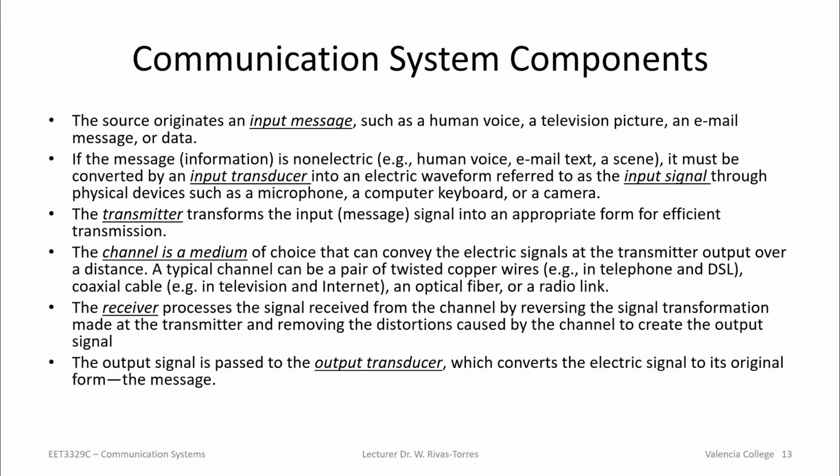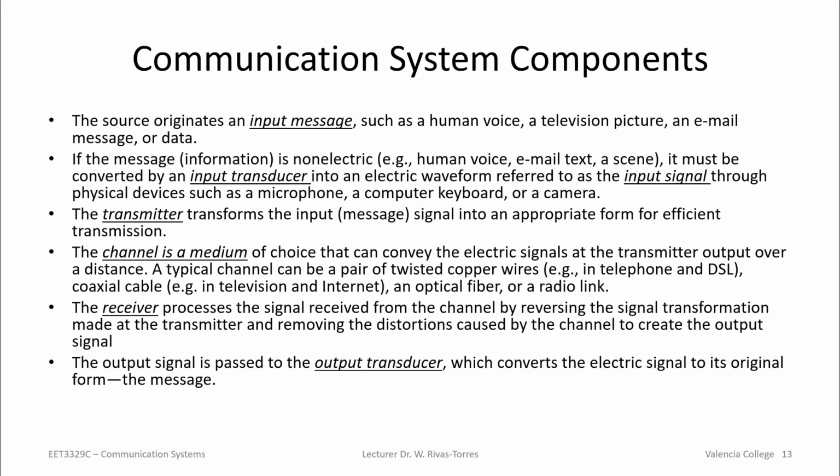The function of the transmitter is to take the signal, convert it into an appropriate form for transmission. And transmission is the process of sending the signal through the channel. So the channel is the medium. It's a medium of your choice or the choice of the communication system, right? To convey the electrical signals from the transmitter output over a certain distance to the receiver, right?